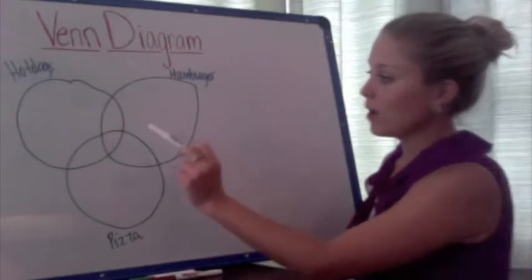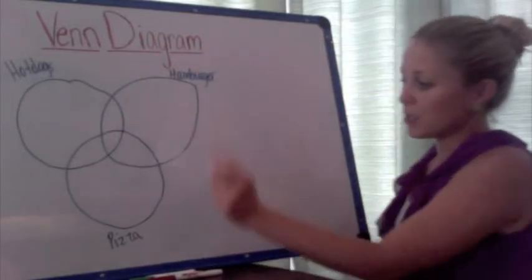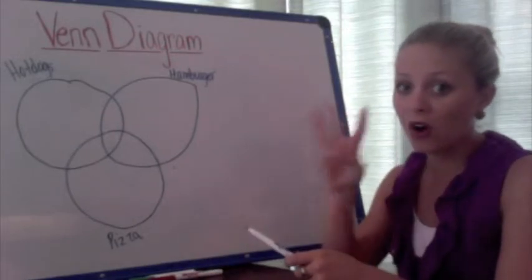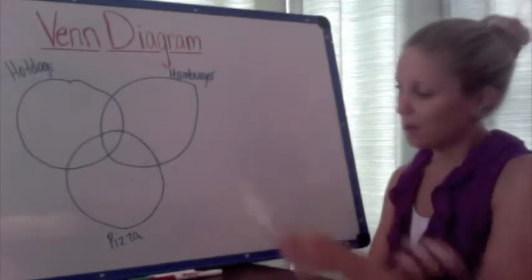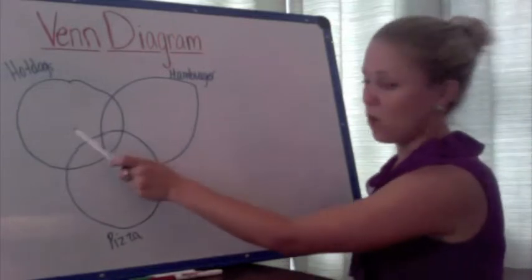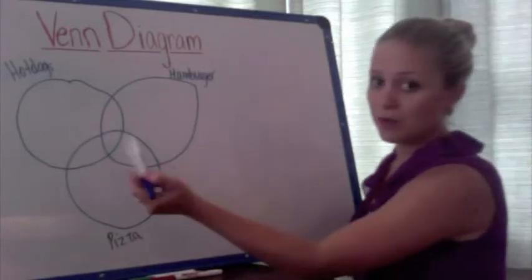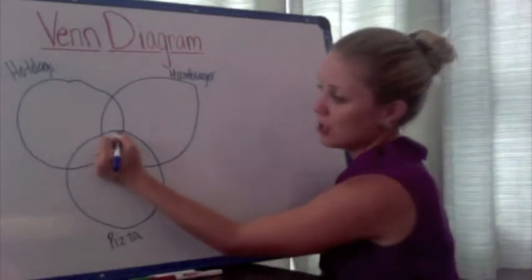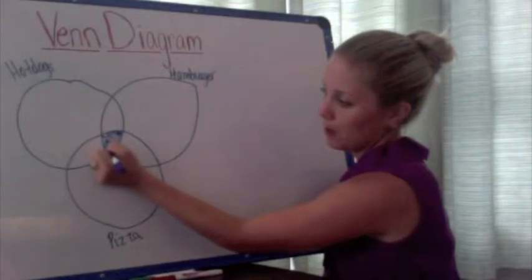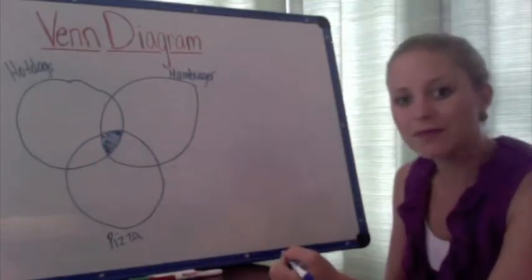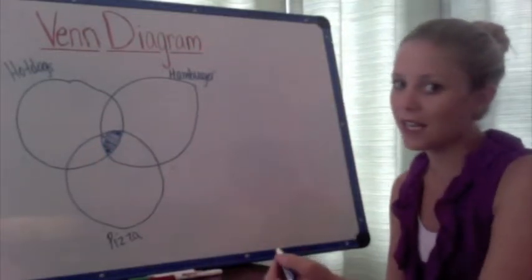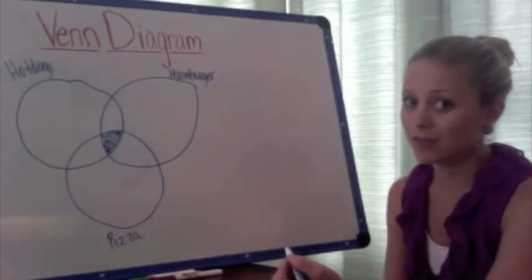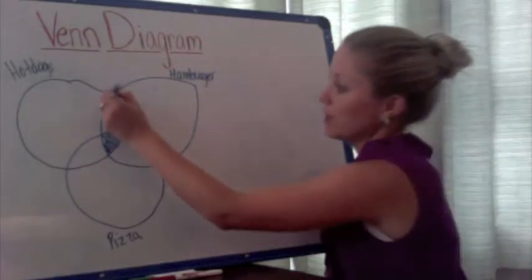Now, if we're talking about hot dogs, hamburgers, and pizza, that's right, boys and girls, I like all three. So my name doesn't just go here, or here, or here. That's right, when you like all three of something, it goes in the middle, in this shape right here. But Johnny, he again only likes hot dogs and hamburgers. So he would go in this space.